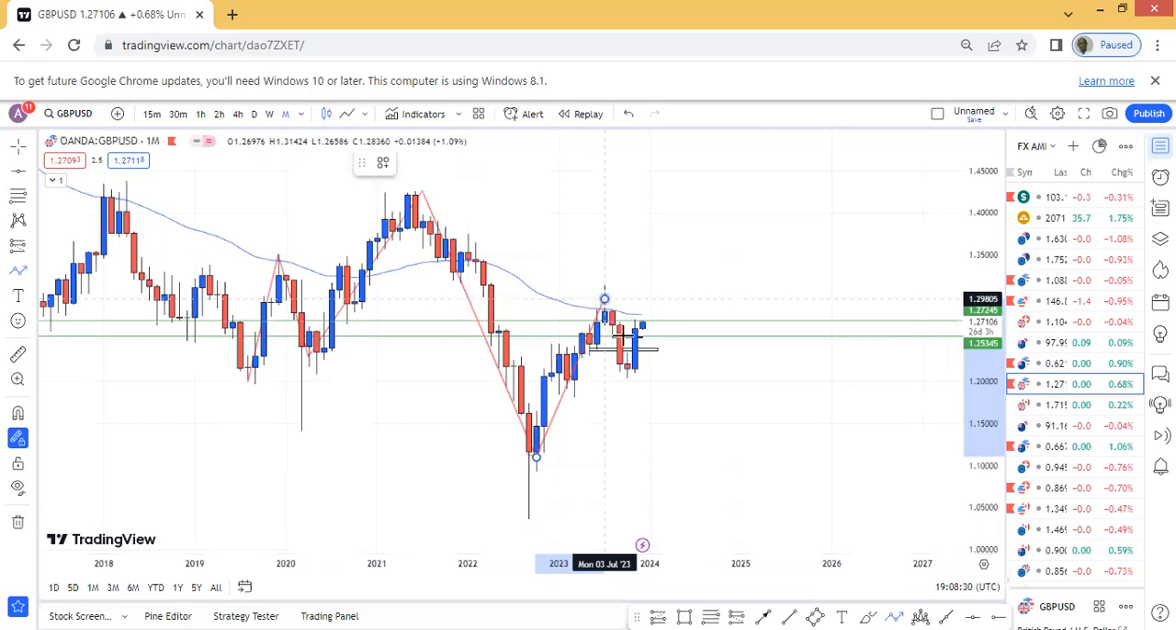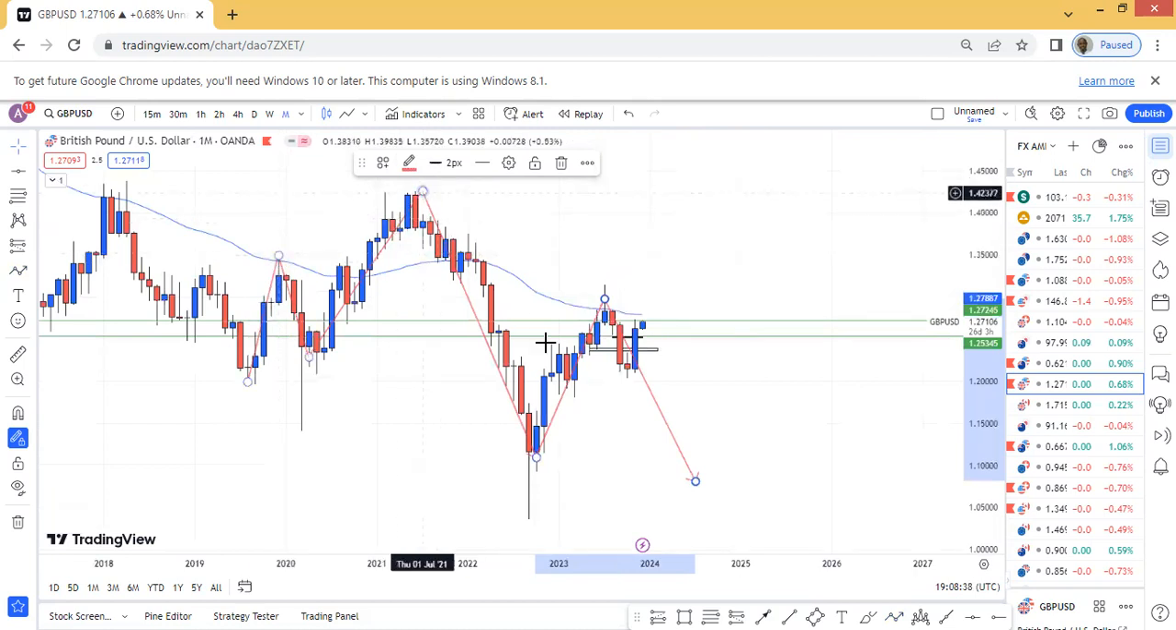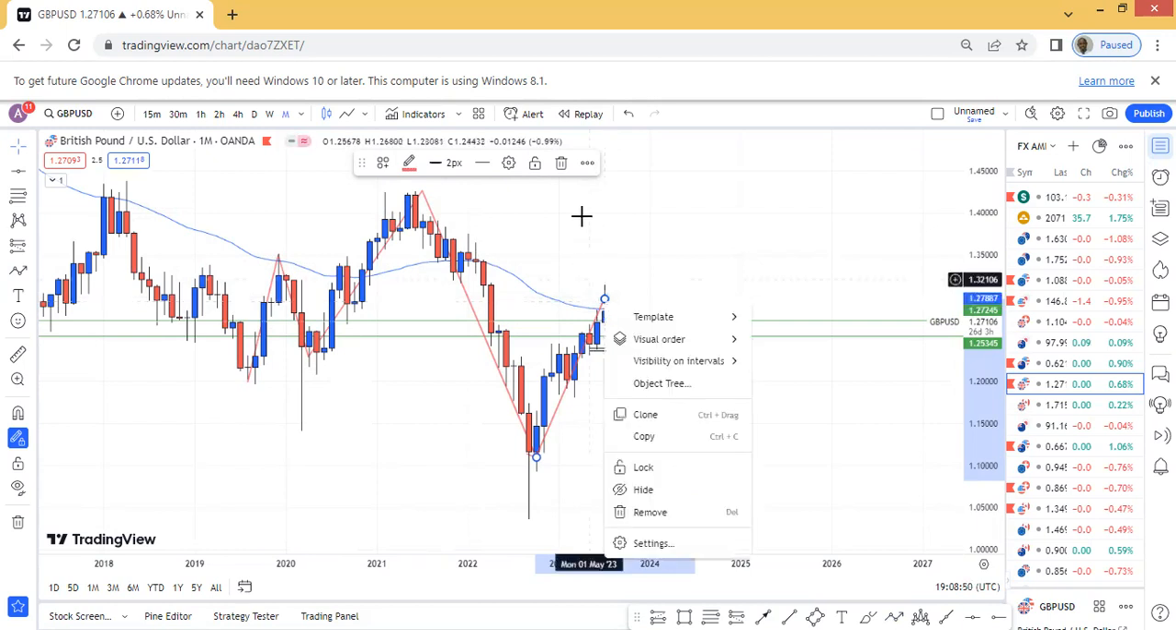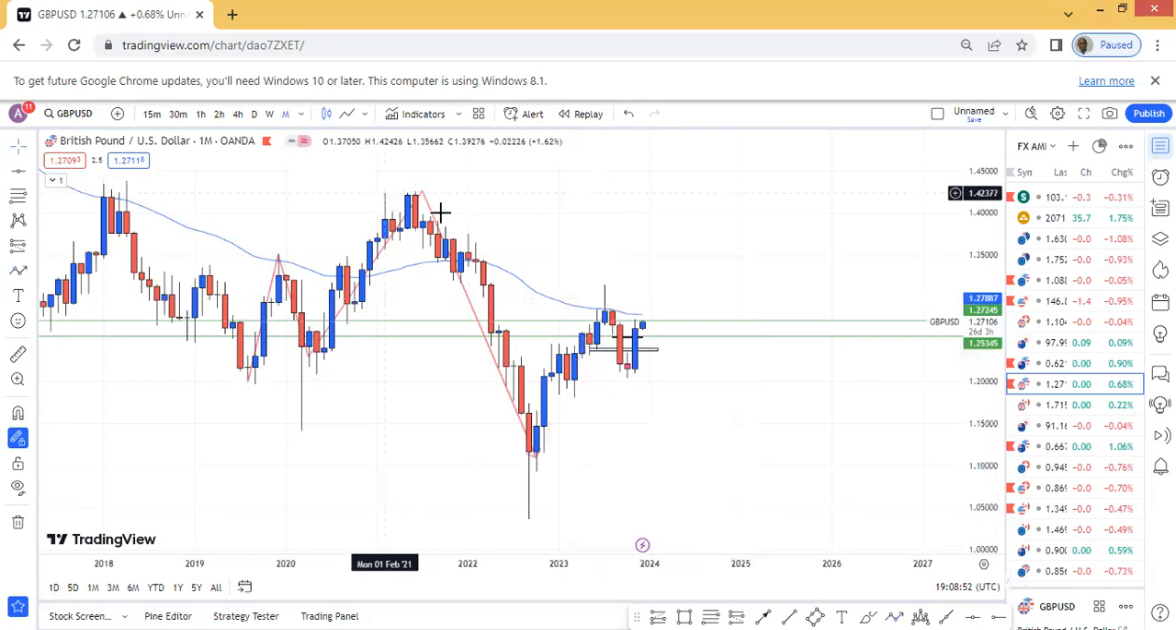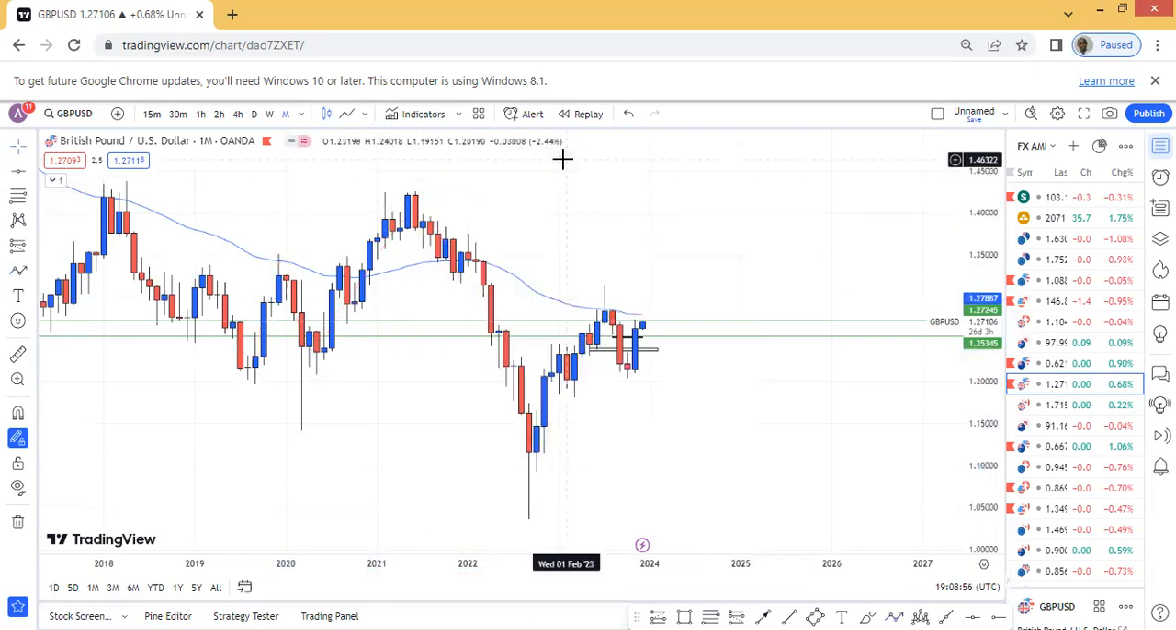But I am seeing this more like a head and shoulders. This is a shoulder here, the head. So the left shoulder, the head, and the right shoulder. That is what I am seeing. It hasn't formed fully yet, but that is what I am seeing. But if you look at the market structure, then we are bearish even on the monthly.